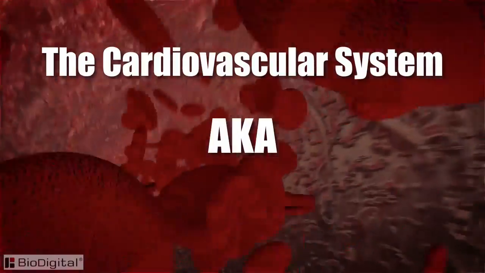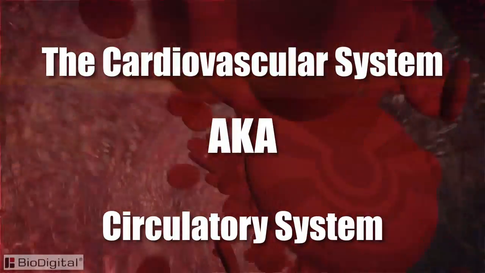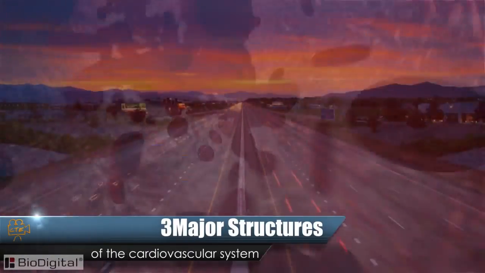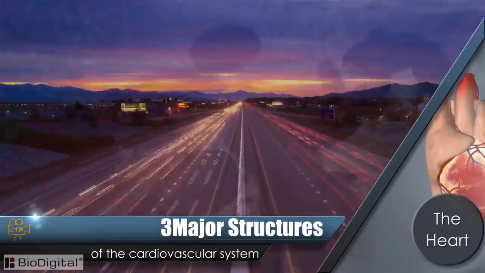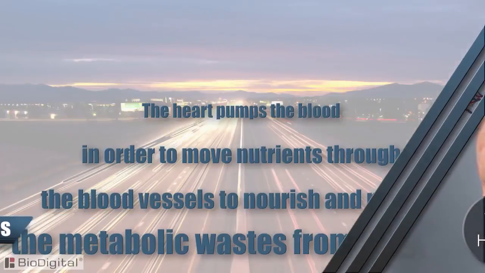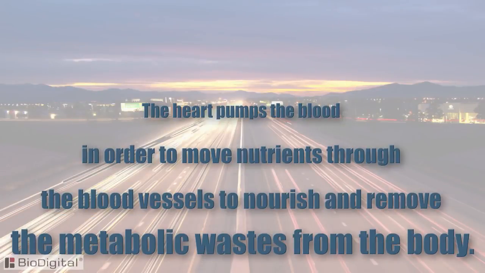The cardiovascular system, also called the circulatory system, is the transportation system of the body. The major structures that make this possible are the heart, blood vessels, and blood. Simply put, the heart pumps the blood in order to move nutrients through the blood vessels to nourish and remove the metabolic wastes from the body.